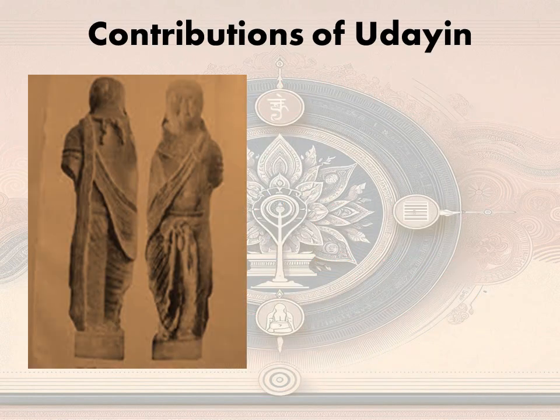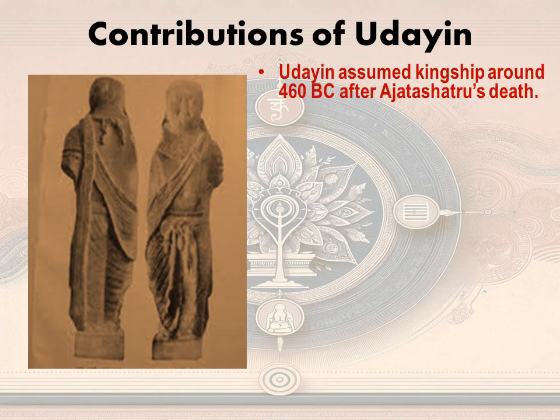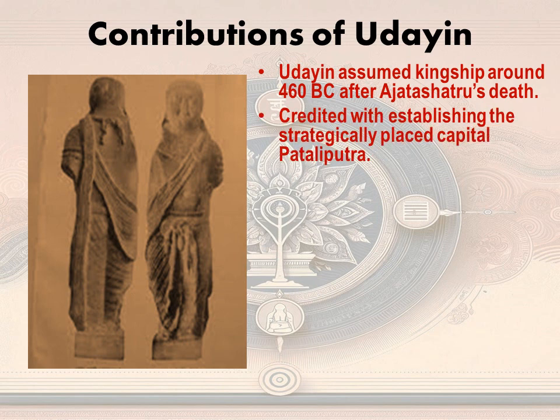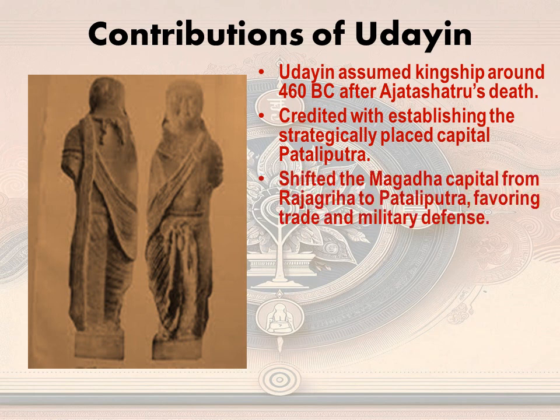Contributions of Udain. Udain was the grandson of Bimbisara and son of Ajatashatru. Udain assumed kingship around 460 BC after Ajatashatru's death. So after Ajatashatru's death, his son Udain became the ruler, credited with establishing the strategically placed capital Pataliputra. He was the one who shifted the capital from Rajagriha to Pataliputra, and thus he made a very strategic decision in order to get both military control and control over trade routes at a single time.